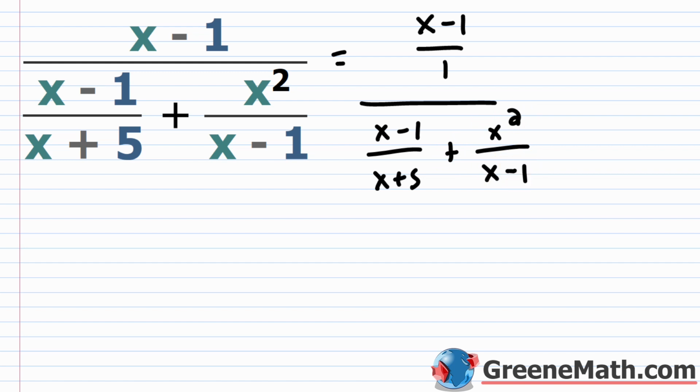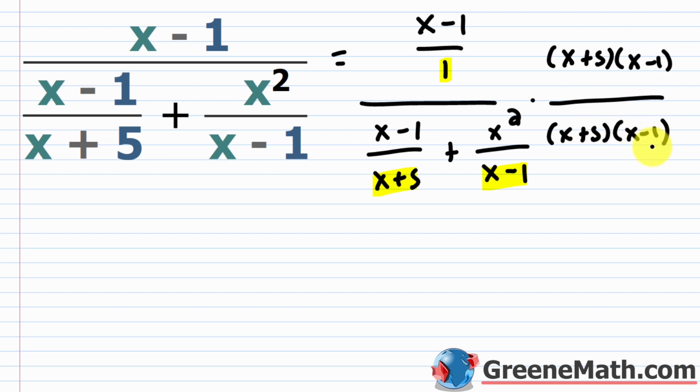So what denominators do we have? We have a 1, we have an x plus 5, and an x minus 1. So what is the LCD? Well, it's just the product of these two guys here, this x plus 5 times this x minus 1. So let's go ahead and say this is going to be multiplied by the quantity x plus 5 times the quantity x minus 1. This will be over the quantity x plus 5 times the quantity x minus 1. All right, so let's go ahead and set this up.